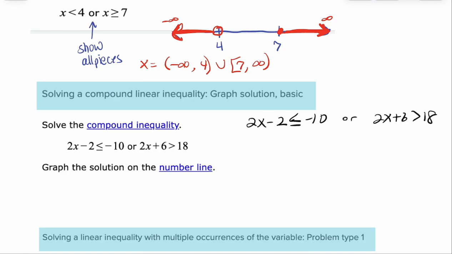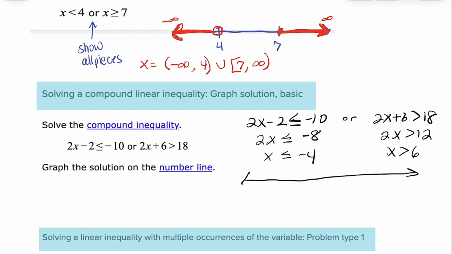So this one, add 2 to both sides. Divide by 2. Okay? So I just added 2 to both sides, divided off the 2, and that's what I got. Here, we're going to subtract 6 from both sides, divide by 2. Okay. Now, I'm going to graph it on the number line, but then I'm also going to give you the interval notation, just because we got to practice that.